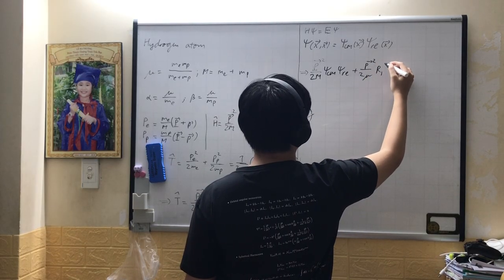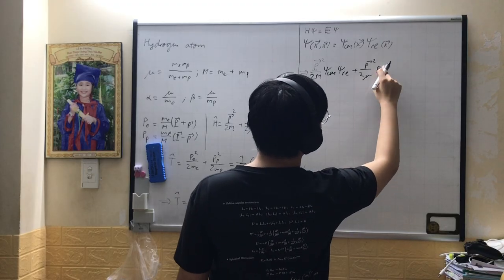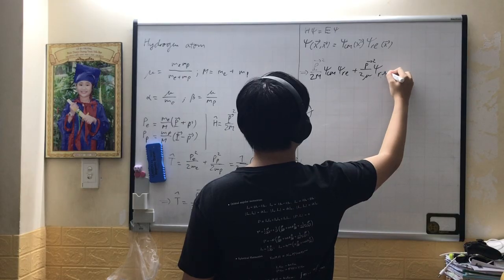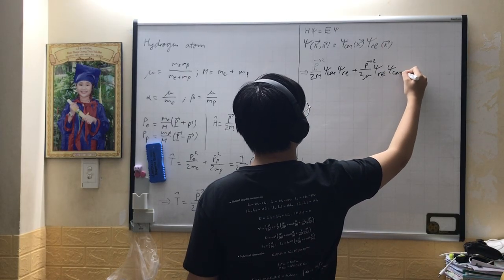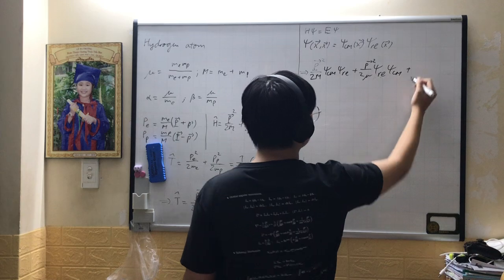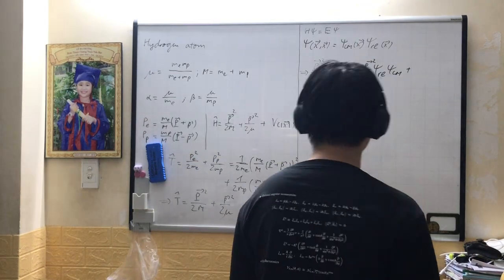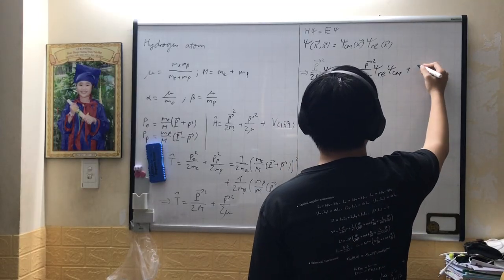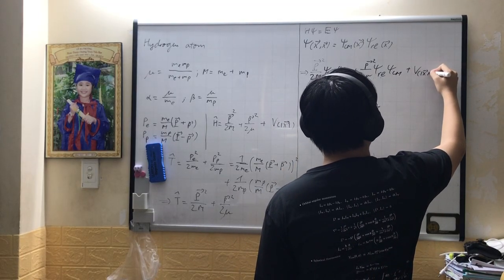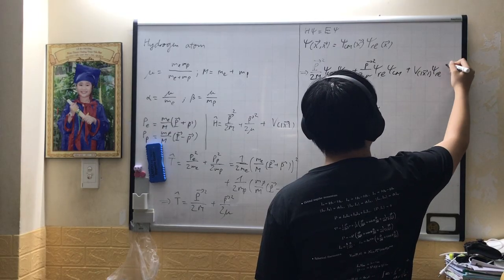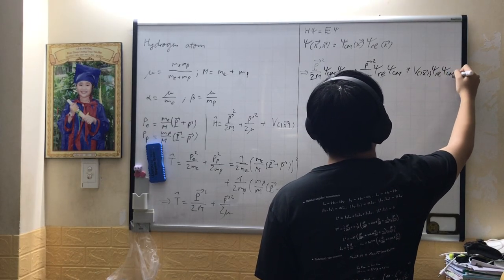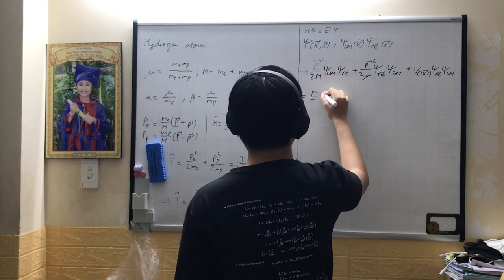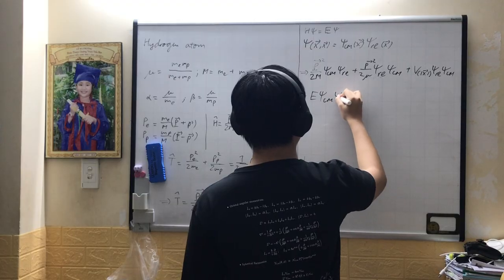Next, we take the relative part, of course, acting on psi RL, with psi Cm outside. Next is our potential, which also depends on the relative position between the two particles. So that would also act on psi RL, the psi relative, and the psi Cm is outside. All these would equal E psi Cm psi RL.